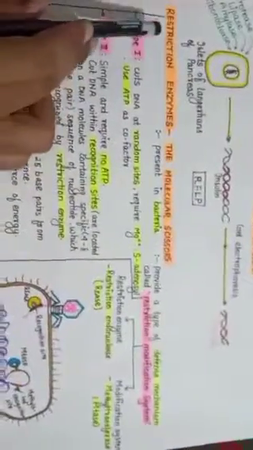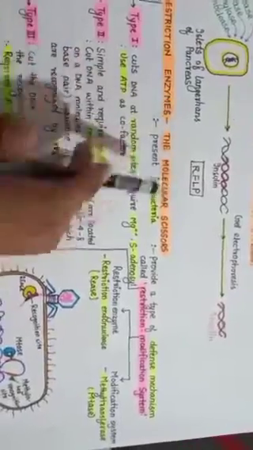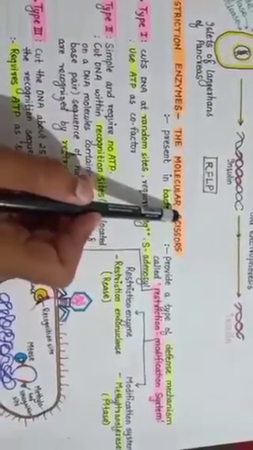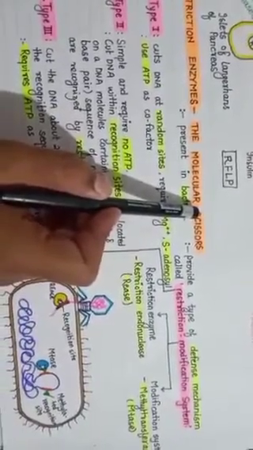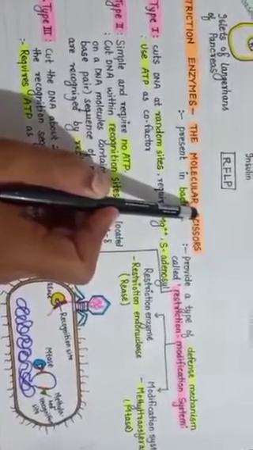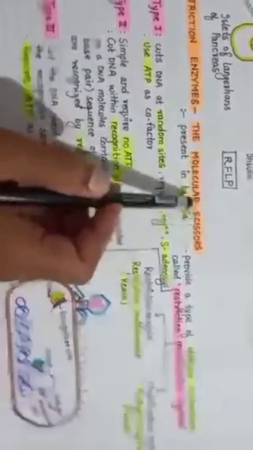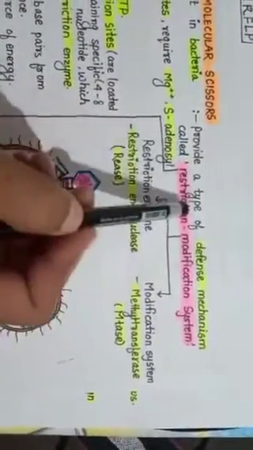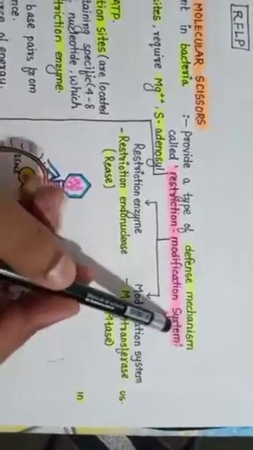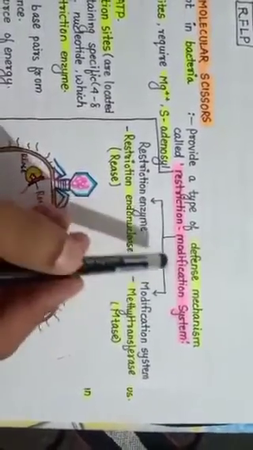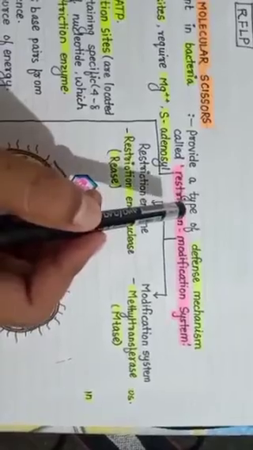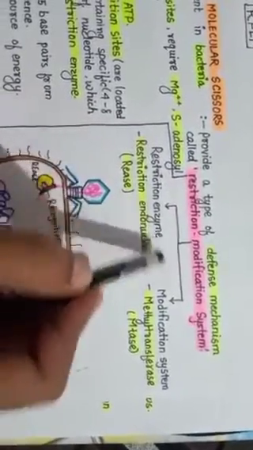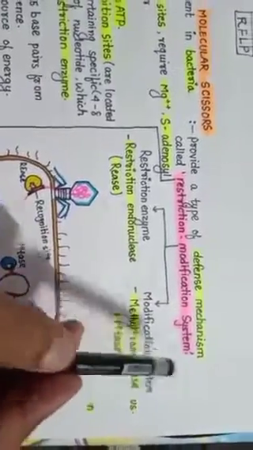So the second is restriction enzyme. These are also called molecular scissors and act as the foundation of recombinant DNA technology. These enzymes are present in bacteria and provide a type of defense mechanism called the restriction modification system. There are two components present in this restriction modification system. First is restriction enzyme and second is modification system.